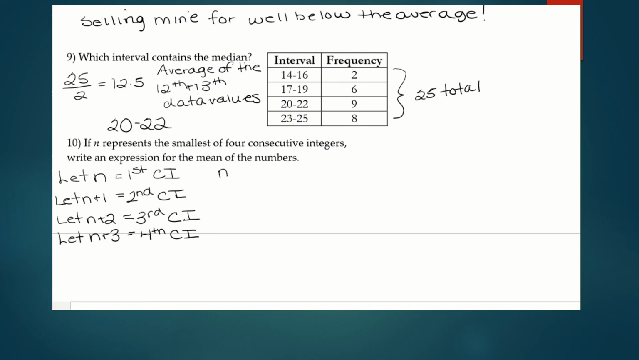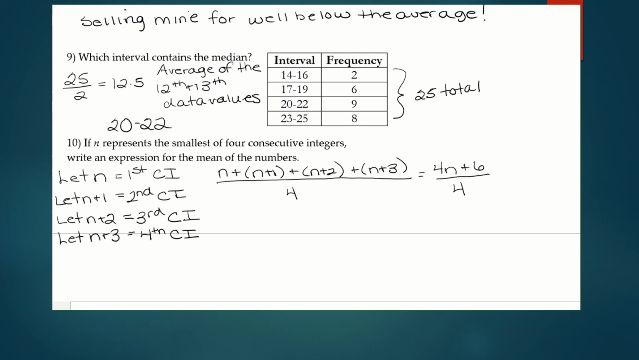So I would take n plus n plus 1 plus n plus 2 plus n plus 3. You don't need the parentheses here. They're just going to drop out anyways. I'm just showing all the different numbers and their representations. And we divide that by 4. Now I'm going to simplify this a little bit. So n plus n plus n plus n is 4n, and then 1 plus 2 plus 3 gives me 6, all divided by 4.